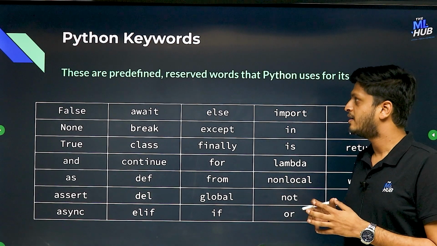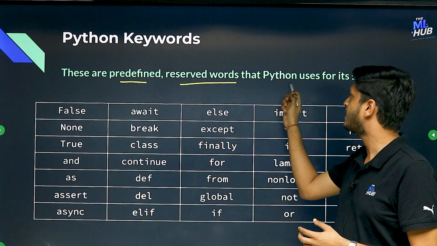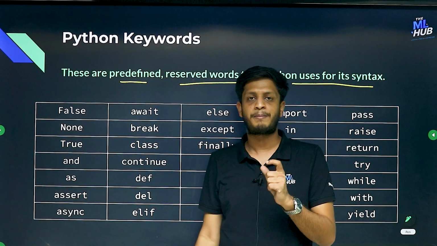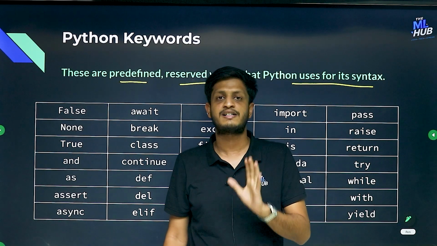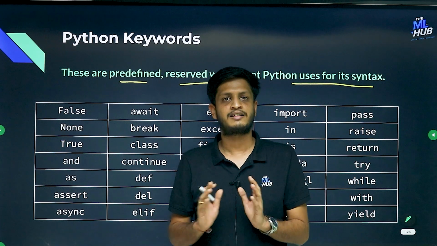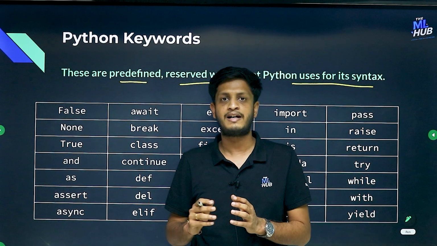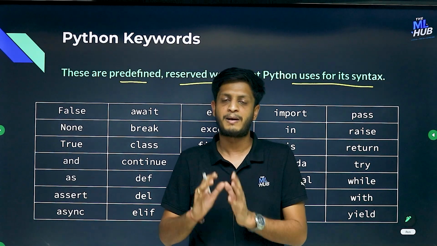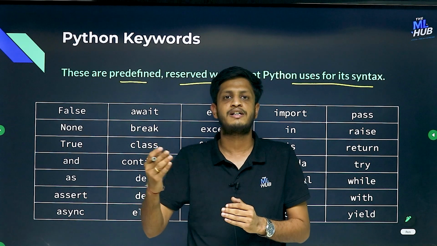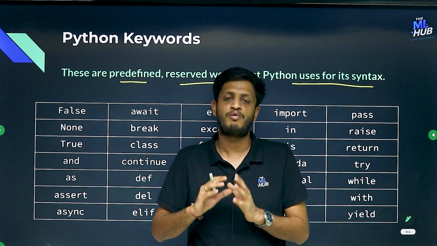First one is keywords. So these are predefined reserved words in Python that Python uses for its syntax. So the Python programming language, for its syntax and its understanding, uses these 35 keywords which are mentioned here. There are 35 keywords in Python and all of these are predefined. It means that they are predefined for any compiler. A Python compiler understands the meaning of these 35 words. You don't have to tell the compiler what these 35 words mean. Whenever the compiler sees one of these 35 words, it will know what it has to do.